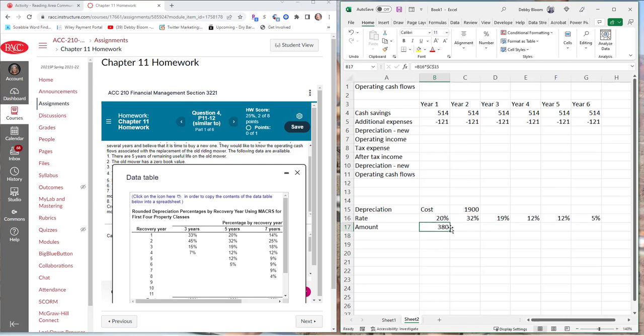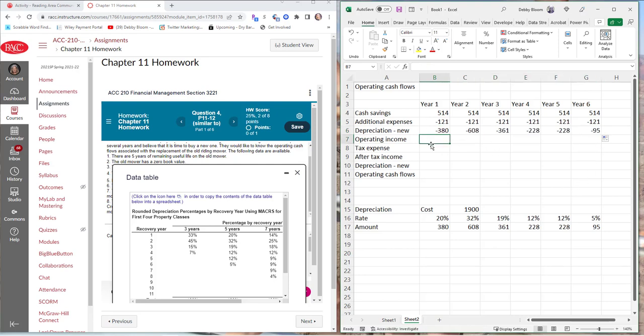So 20%, 32%, 19%, 12%, 12%, and 5%. So now what we're going to do is subtract our depreciation. So I'm just going to make a link to the amount. So we're just going to subtract the amount of the depreciation.